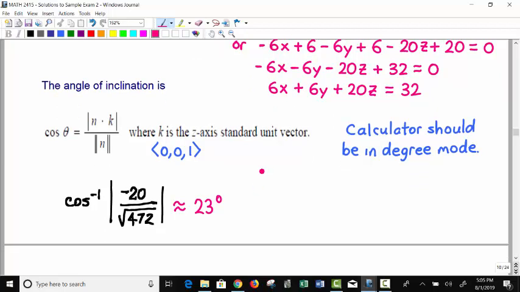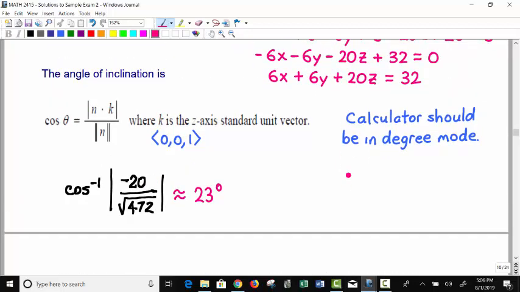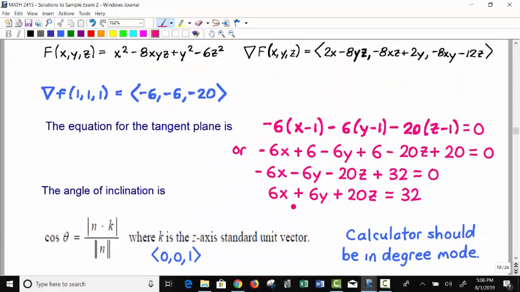Whereas way back when we were finding angle between two vectors, yeah, we allowed that. There wasn't an absolute value in that formula, so therefore, the answer could be 120 degrees or something. Oh, here it mentioned, should be in degree mode. So that negative 20 then needs to be positive 20. So basically you're finding the inverse cosine of 20 over square root of 472, which is the magnitude of this normal vector right here. Yeah, I guess I could have pulled out a 2 there, but that's okay.